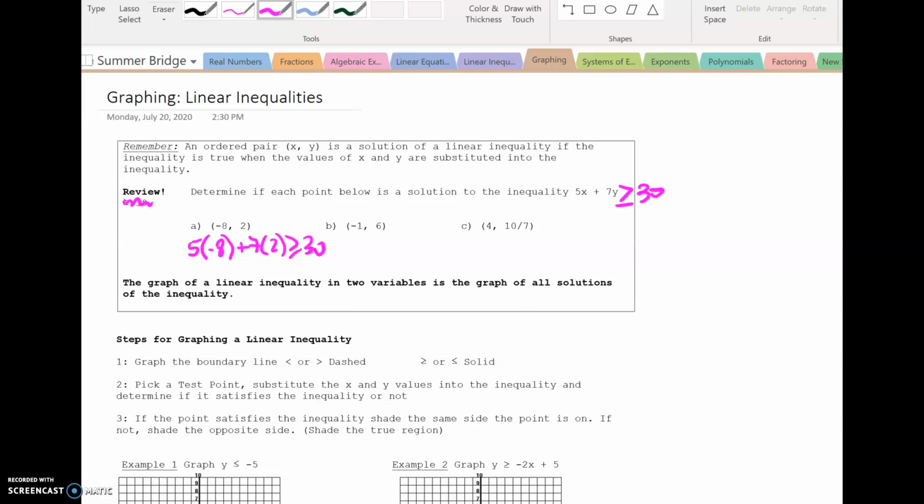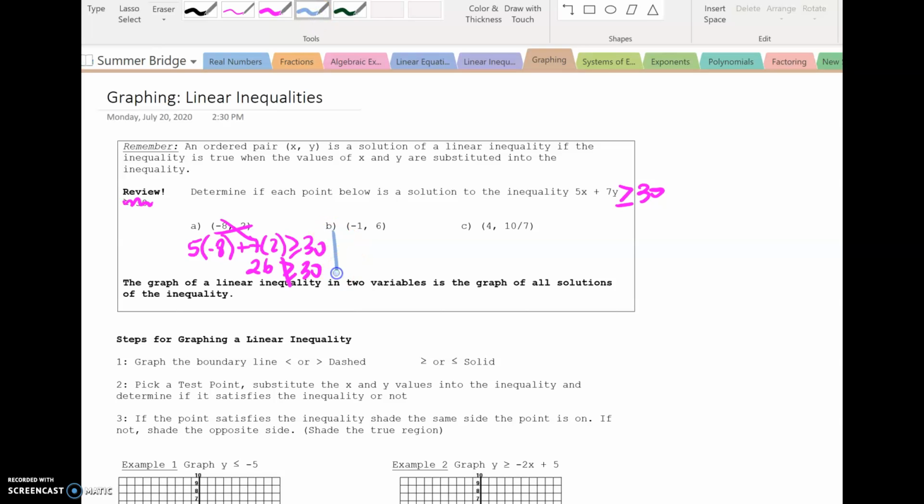If we make that calculation, 5 times 8 is 40, negative 40 actually, and then we're going to add 14 to it. Now, is negative 26 greater than or equal to 30? No, it is not. Since this is a false statement, negative 8, 2 cannot be a solution.